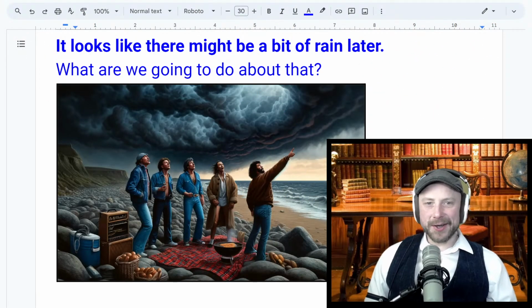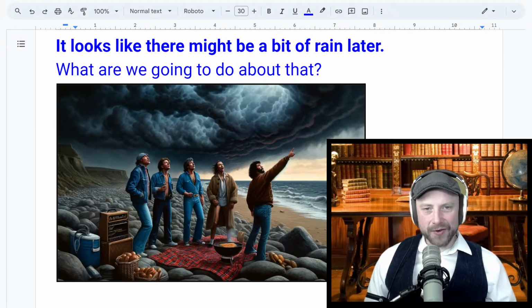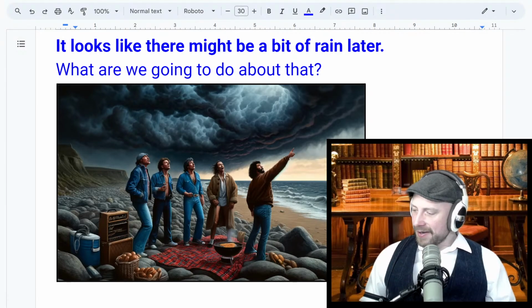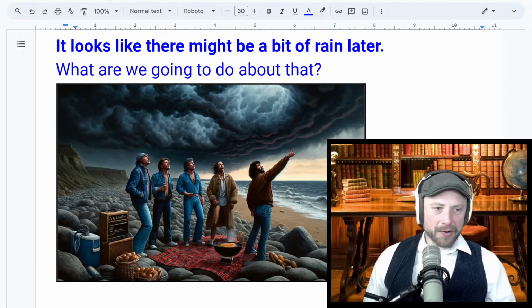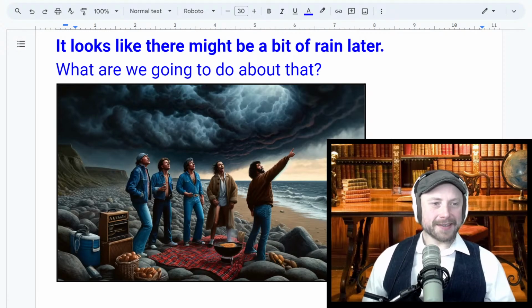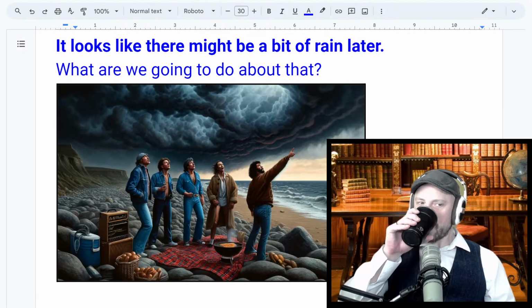But what are we going to do about that rain? So, suggestions in the chat. Try to use the phrases from before. Can you remember the phrases from before? If you use the phrases from before, you get bonus points. What do you think?